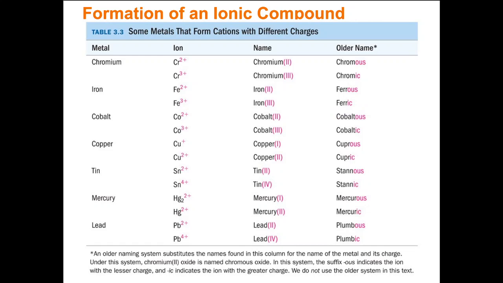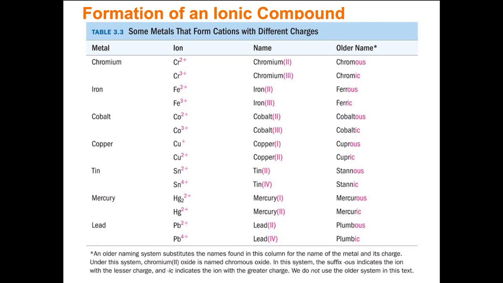So the "-ous" will always be the lower, and the "-ic" will always be the higher. So, for instance, cobalt here, we have +2 and +3. Cobaltous, +2, cobaltic, +3. These are not used all that often anymore, but it's good to know. So I could ask you a question, for instance, what's the charge of ferric iron? You want to be able to tell me that it's +3.